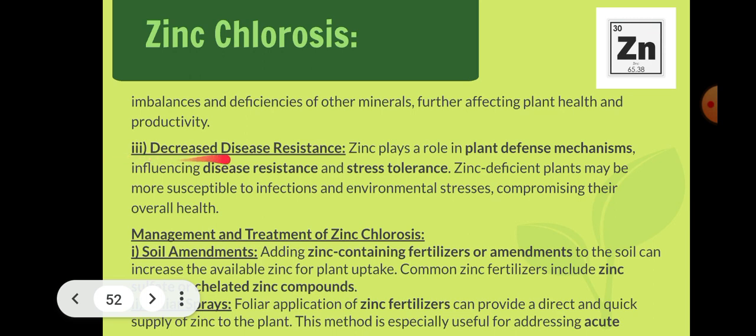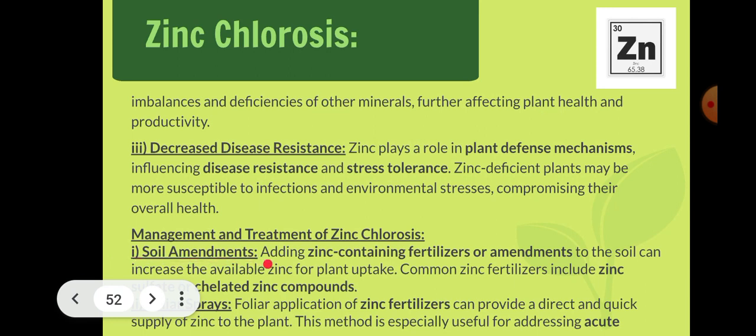The third one is decreased disease resistance. Zinc plays a very important role in plant defense mechanisms, and it can influence disease resistance and stress tolerance. Zinc-deficient plants are usually more susceptible to infections and environmental stresses, and this compromises their overall health and well-being. Next, I will move towards the management and treatment of zinc chlorosis.